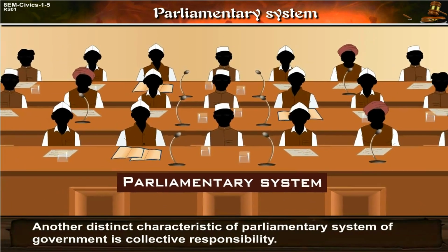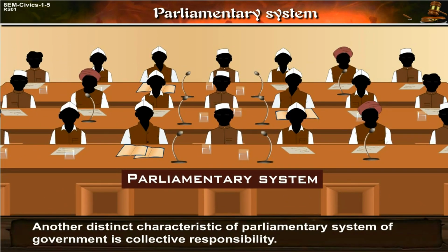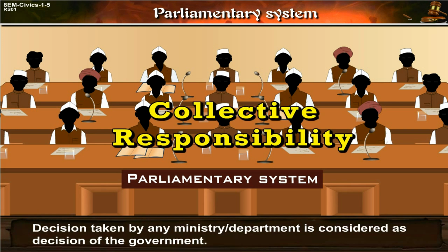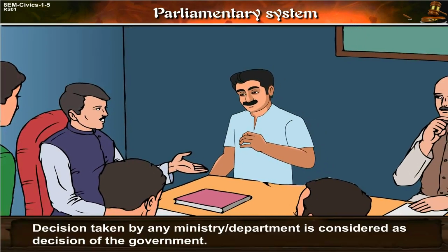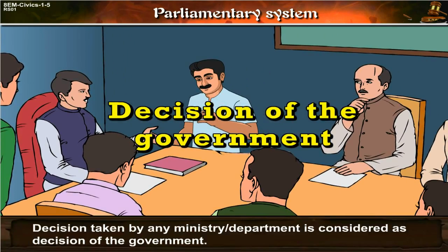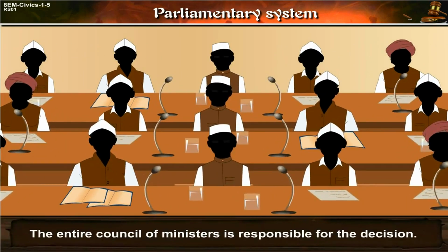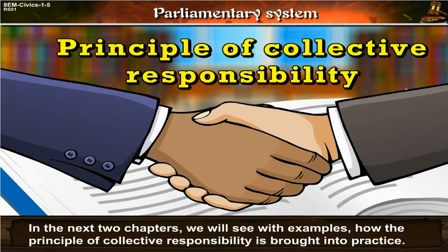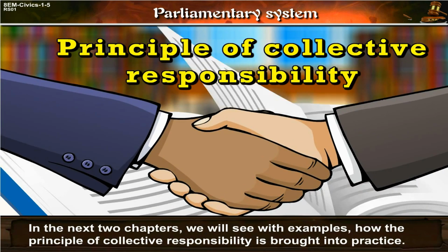Another distinct characteristic of parliamentary system of government is collective responsibility. Decision taken by any ministry or department is considered as decision of the government. The entire Council of Ministers is responsible for the decision. In the next 2 chapters, we will see with examples how the principle of collective responsibility is brought into practice.